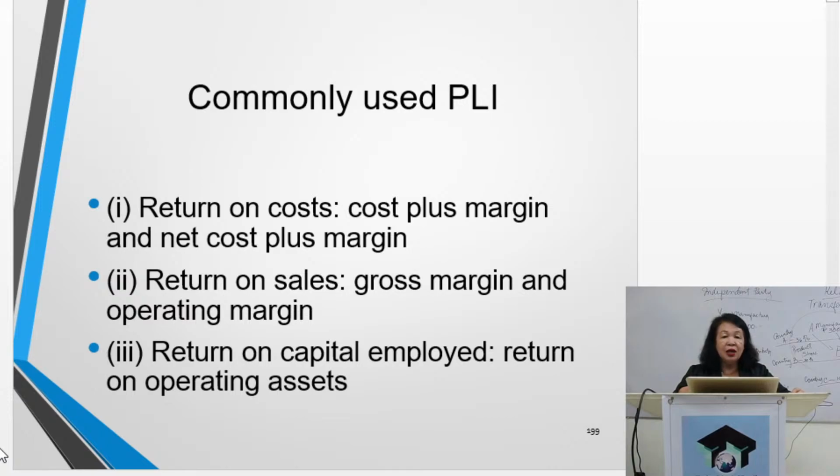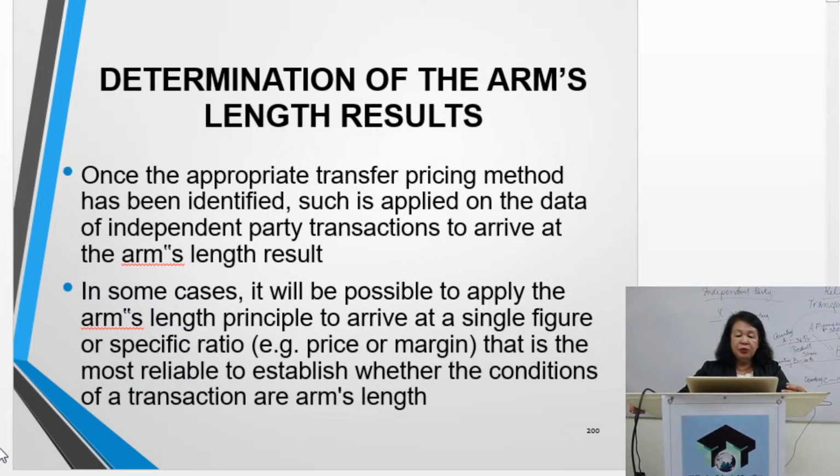Hindi sapat doon sa profit level indicator na papakita ng ratio mo over your assets employed with the return or yung kinita mo na income. No? So how you determine the arm's length results? Once the appropriate transfer pricing method has been identified, such is applied on the data of independent party transactions to arrive at the arm's length result. No? So, pagka meron ka ng mga methods and then apply mo dun sa data, dapat ang ma-arrive mo dyan is the arm's length result. Kaya ka nga nag-compare. No?